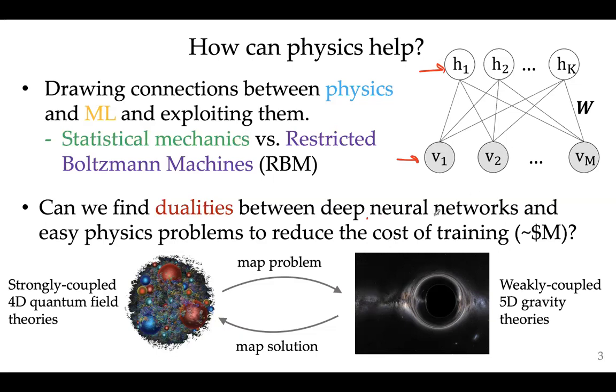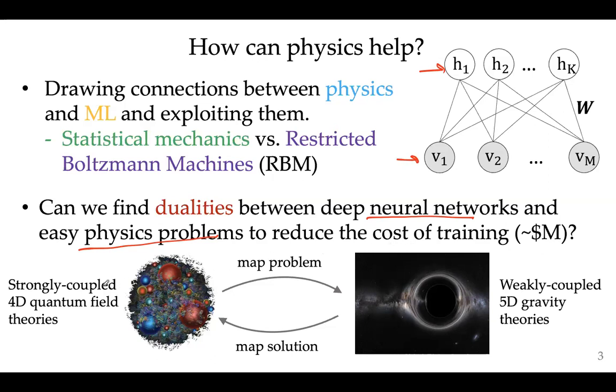So let's continue. One question that I can raise at this point is, can we find dualities between deep neural networks and easy physics problems to reduce the cost of training? The cost of training today is on the order of millions of dollars. Can we reduce this by using physics, for example? The idea of dualities is like this.